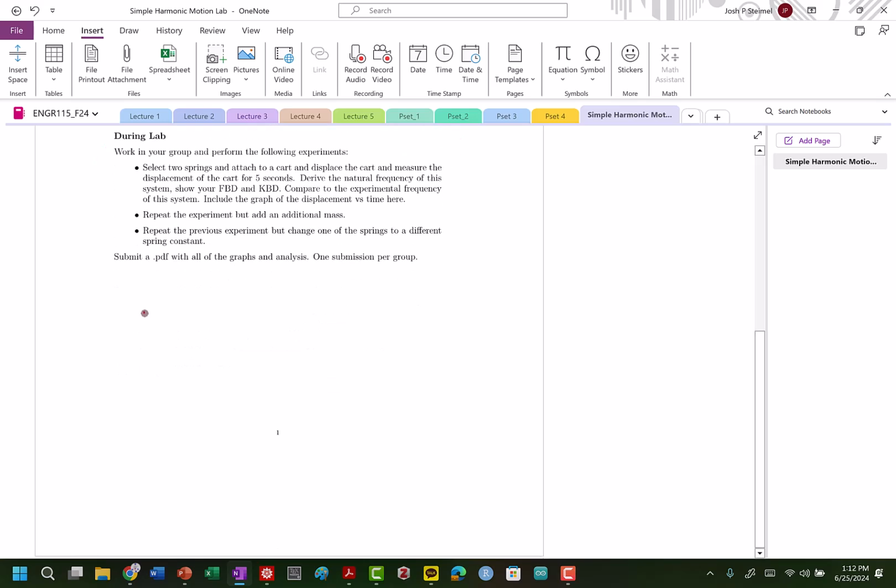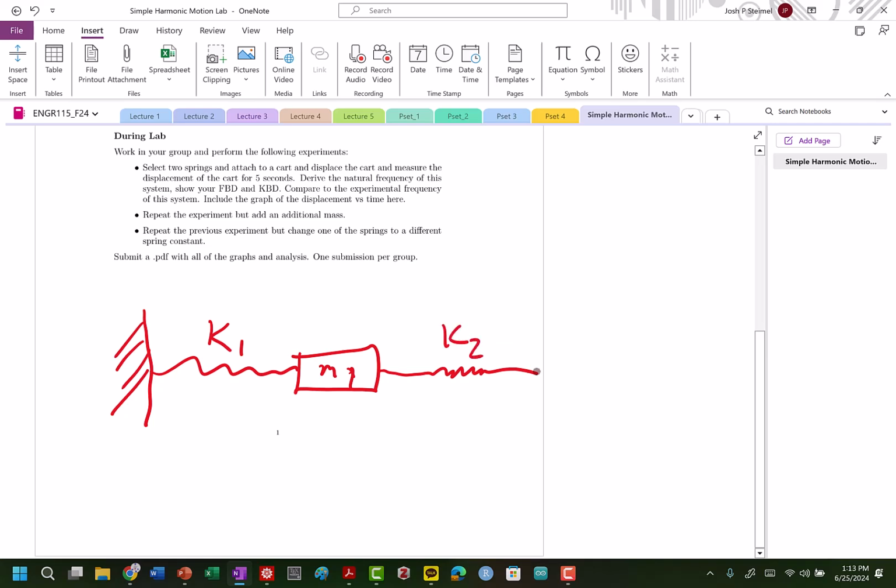We're going to be looking at a system where we attach a cart that has some mass, M1, to a spring with a spring constant K1, and then another spring with a constant K2 that's attached to another wall. So our cart will have wheels and it will roll back and forth.